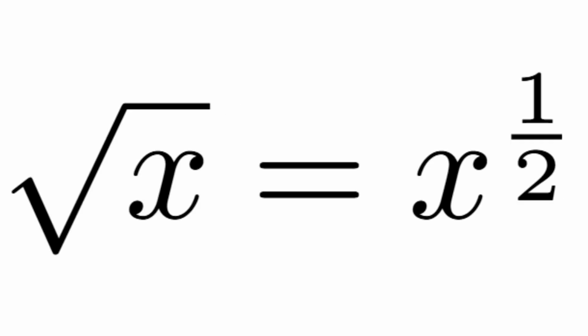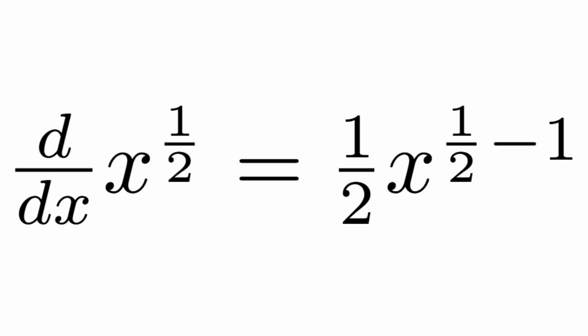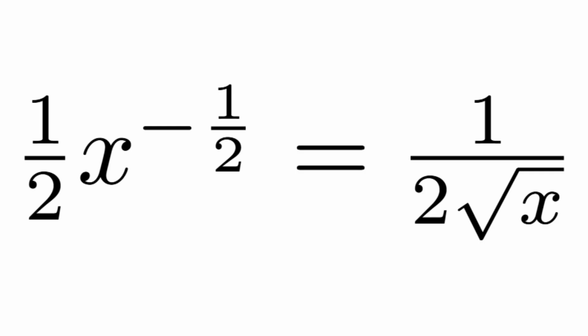And for square root of x, we can write it as x to the half and take its derivative, which would be 1 half times x to the half minus 1, or 1 half x to the minus a half, which is more nicely written as 1 over 2 times the square root of x.